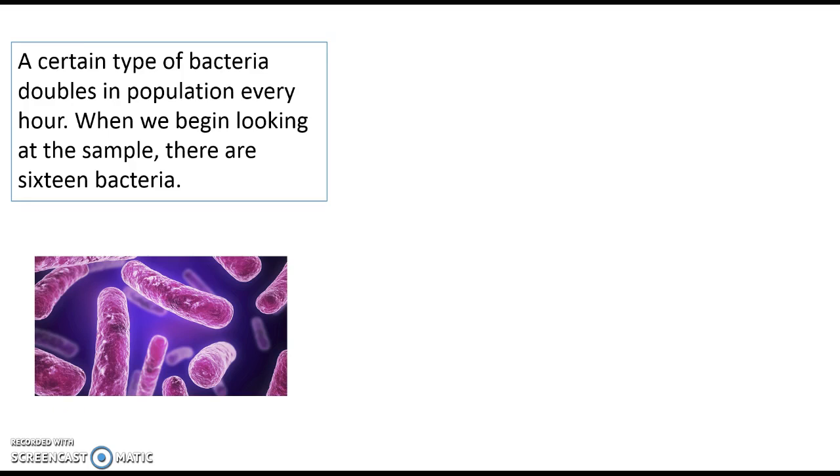Here we have a scenario. A certain type of bacteria doubles in population every hour. When we begin looking at the sample, there are 16 bacteria. So first, let's draw a function from this situation. So we know that there are 16 bacteria when we start looking at it, and we know that it's doubling every hour. So our function would look like this.